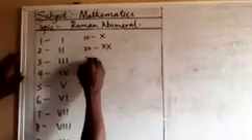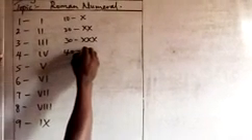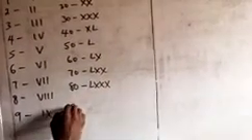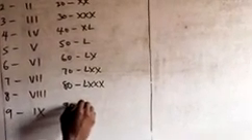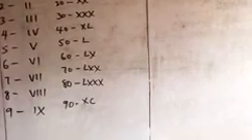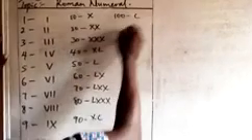And 10 is X. 20 is XX. 30 is XXX. 40 is 50 minus 10, which is XL. 50 is L. 60 is LX. 70 is LXX. 80 is LXXX. 90 is 100 minus 10, which is XC. That is 90. And 100 is C.